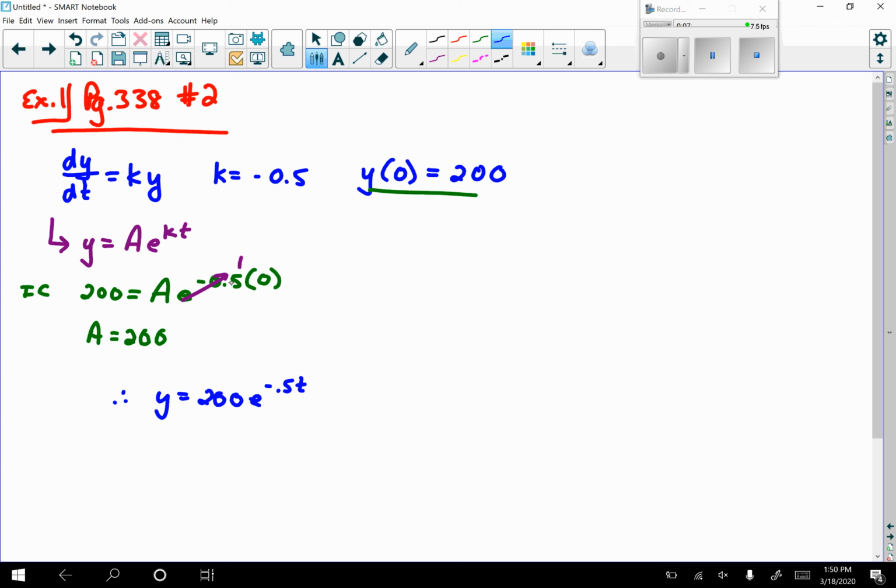Now, we really didn't have to show this, but it's good just to show the work so we understand what this initial condition means. It means the initial condition is this a, the initial amount, which makes sense that it should just stay as the 200. So that's our answer for number 2.